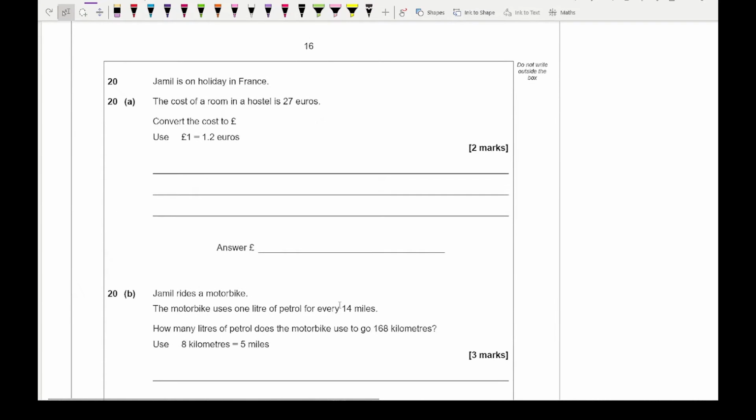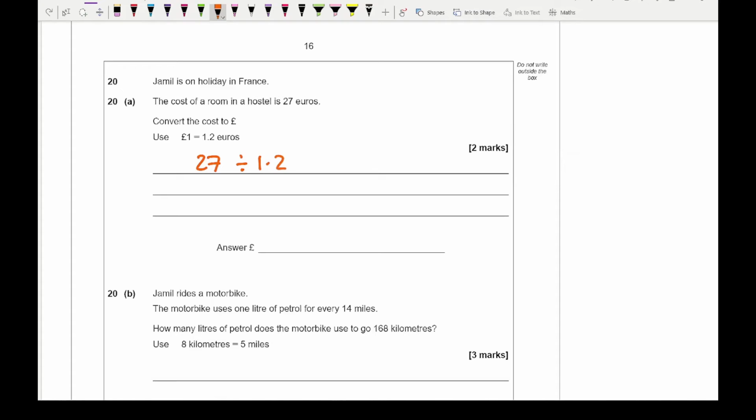Moving on to question 20, it says Jamil is on holiday in France. The cost of a room in the hostel is €27. Convert to pounds using the ratio of £1 equals 1.2 euros. So for this we need to divide by 1.2. Because the pound is going to be a smaller digit, we're going to be dividing. So that's how usually you can tell whether you're multiplying or dividing.